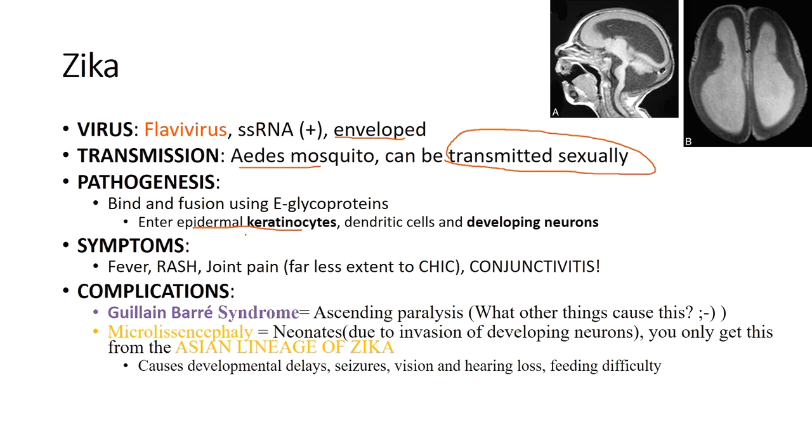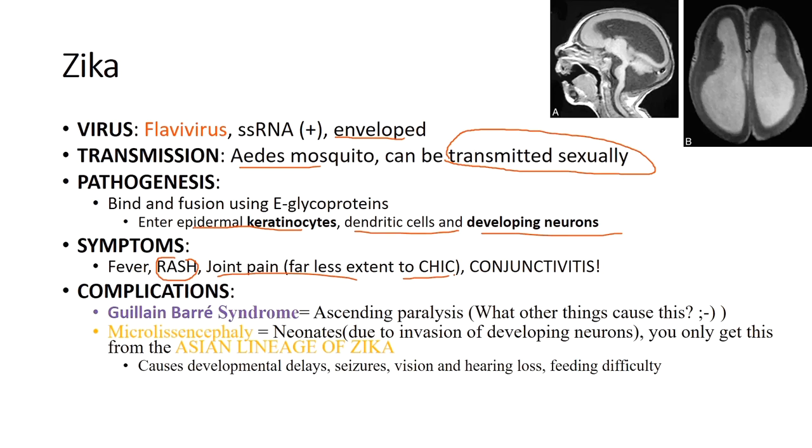Not really bleeding, but bleeding under the skin, which can lead to a presentation of a rash, which you can see. It also infects dendritic cells and developing neurons, and this is where it becomes problematic, and we'll be talking about that in just a second. It also causes joint pain, and it's less extensive than chikungunya.